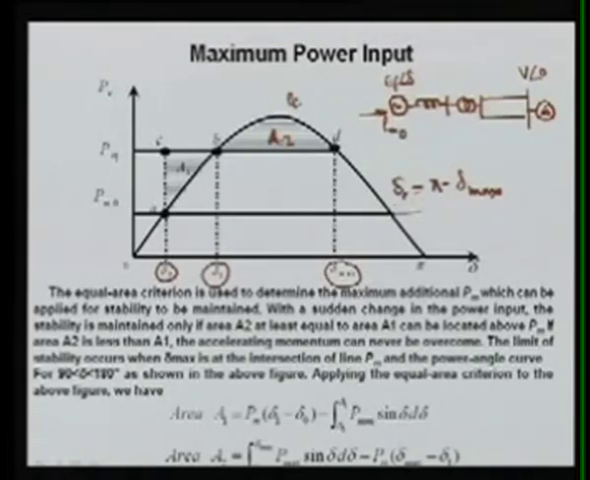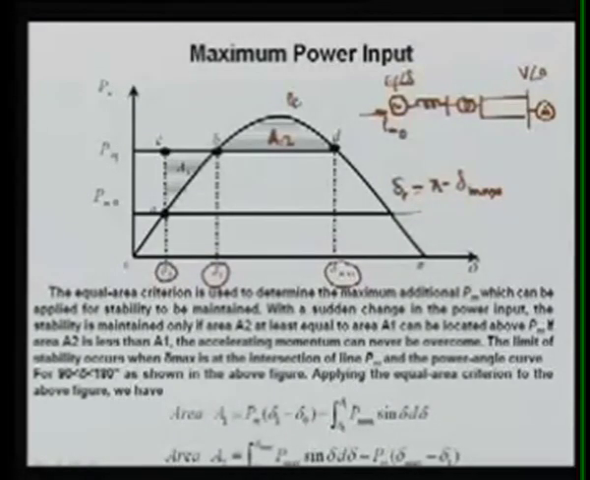So to determine delta 1, once we know delta 1, we can get the point B, because the P characteristic we know. If we put this delta 1 value in that P characteristic, we will get the point B, and thus we can determine the PM. You will see this in the following lines.